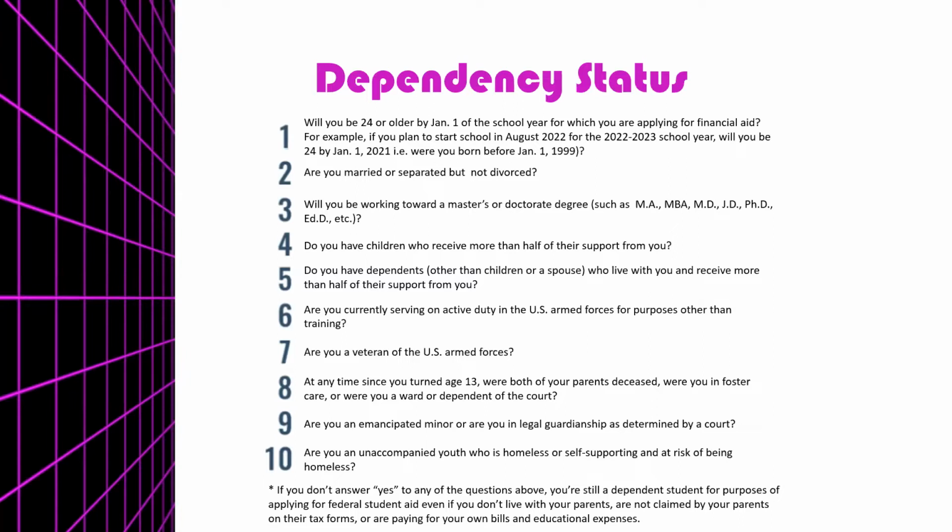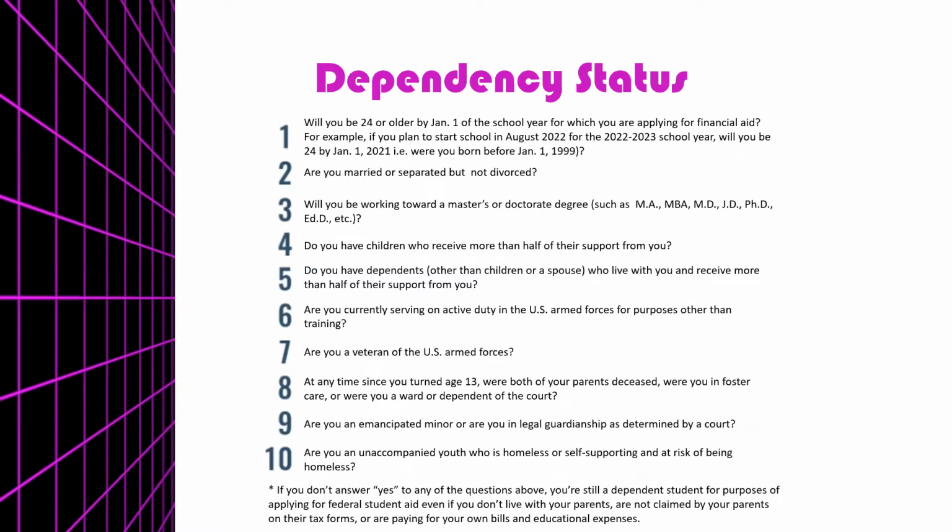So of course, if they are 24 or older, married or separated, working towards a master's or doctorate degree, have children, have dependents, serving in active military, or a veteran of the armed forces. Again, there's foster care after the age of 13, emancipated minor, or in legal guardianship. Legal guardianship does trip up a number of students. That means if they're in someone else's guardianship other than their biological parents. A number of students look at that as having a dependent, but it's kind of the opposite, where someone else has legal guardianship of themselves.